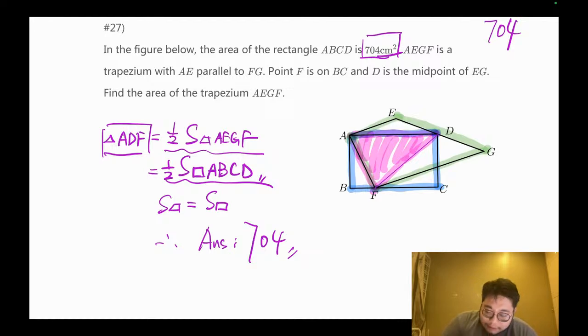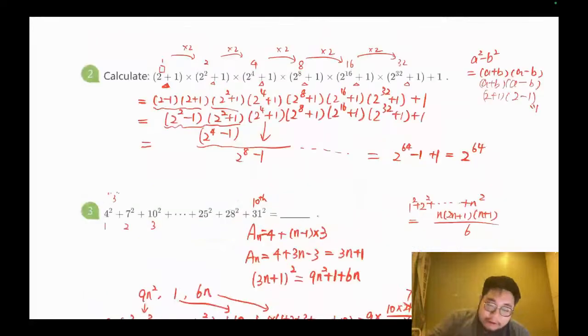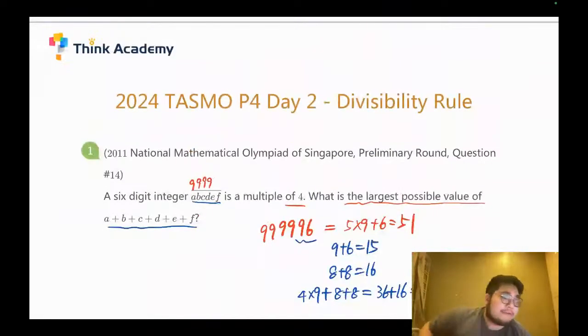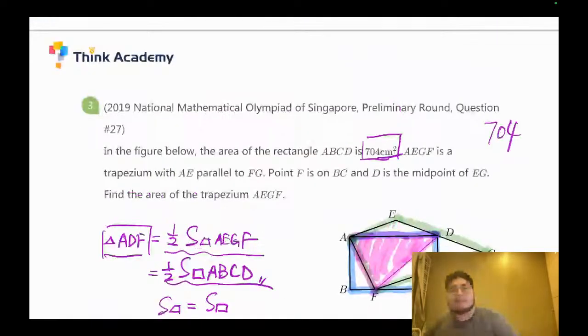So I think that's all. The question is not so hard, but it's a very basic question. All the questions are very basic. If you want to join any kind of competition next year, this is the easiest one.